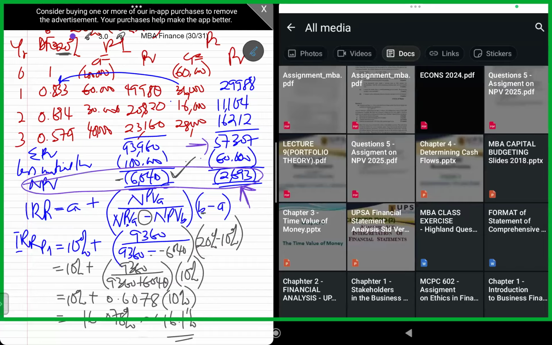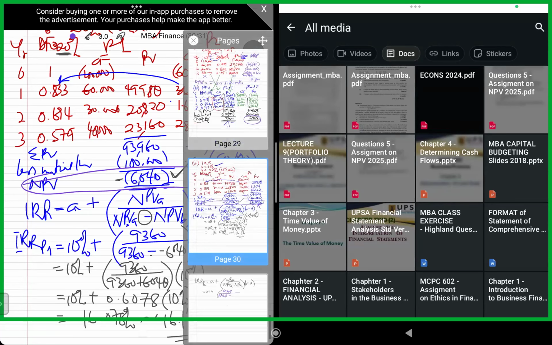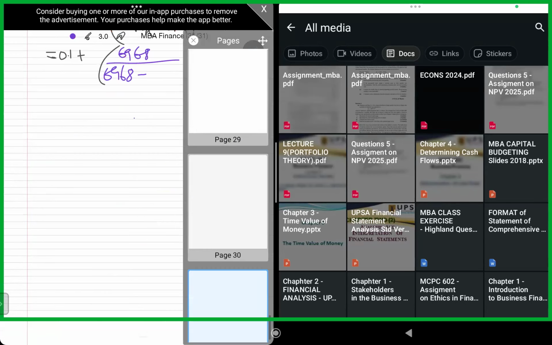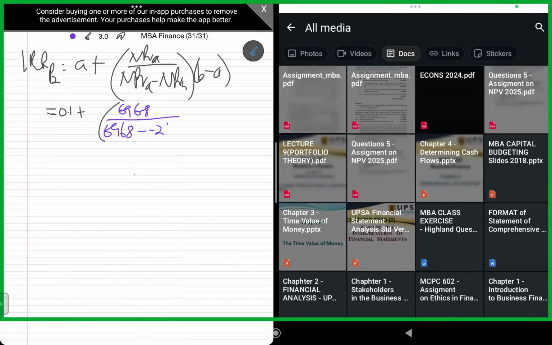So NPV is 2693. This is for 20%. Go and pick the 10% NPV, then you pick the 20% NPV. This is negative, so minus 2693. Then B is 0.2, A is 0.1. So we're going to have 0.1 plus 6968 over 6968 plus 2693.